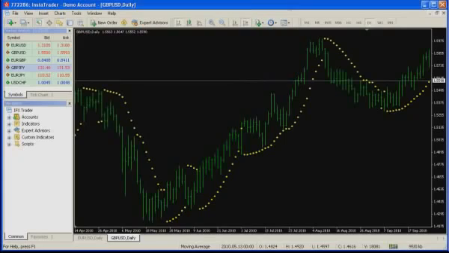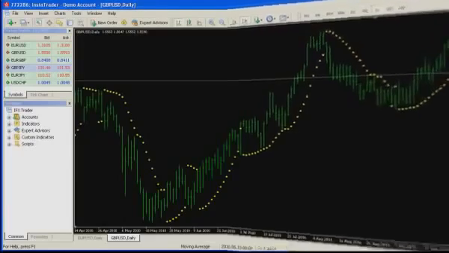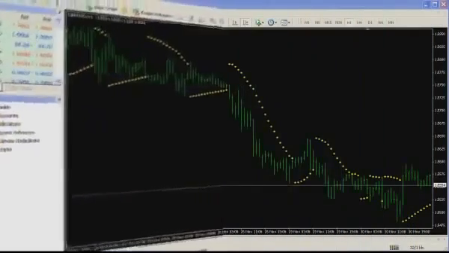The uniqueness of this indicator lies in the fact that it responds to price fluctuations as well as to time, while the majority of indicators do not take into account the time factor. Let us plot the parabolic on the chart.